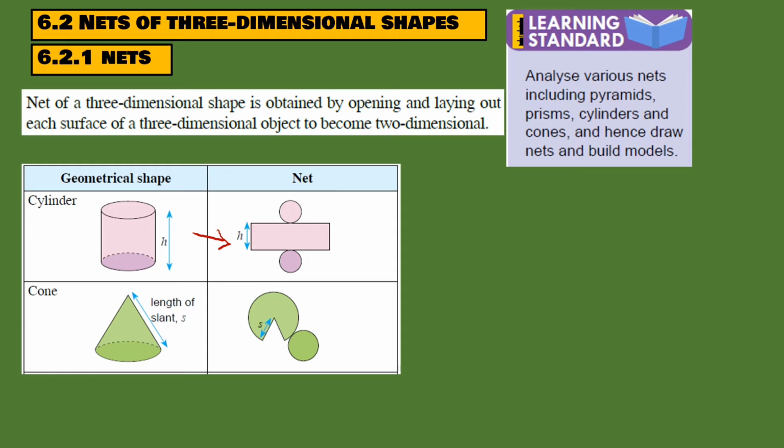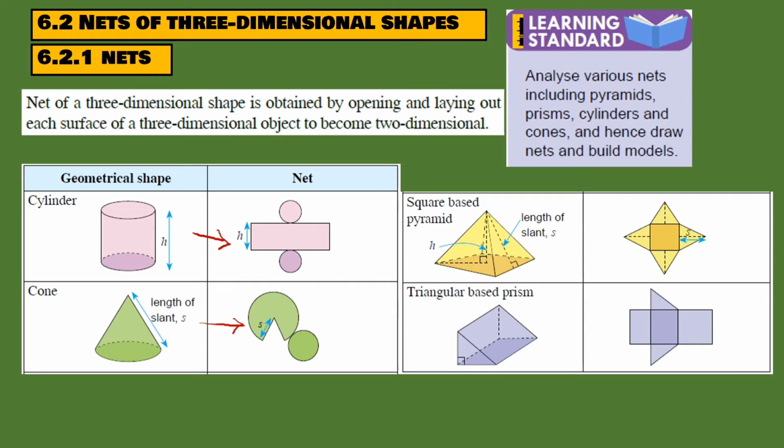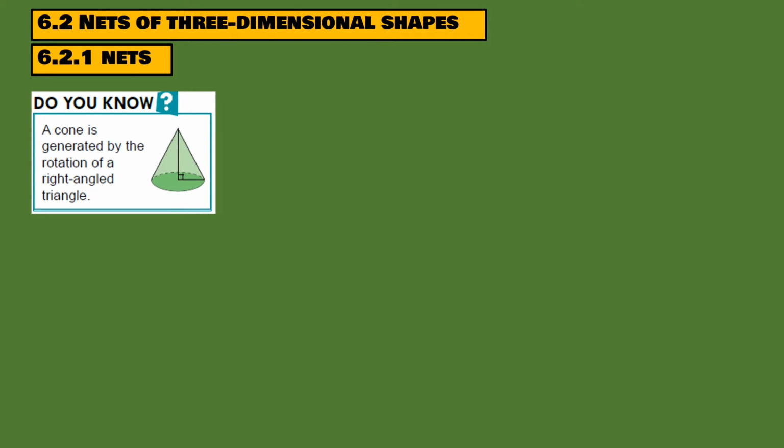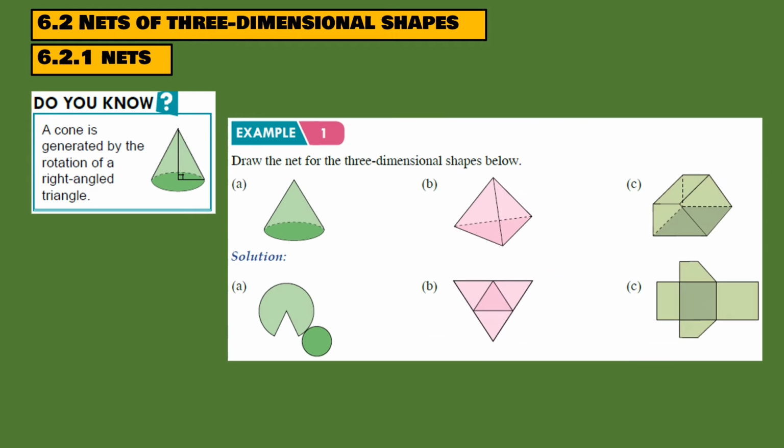Next is cone. This is the net of a cone. Next is square base pyramid. You will see a square base here and triangular shapes here that produce the pyramid. Next is triangular base prism. There are 3 rectangular shapes and 2 triangular shapes for a triangular base prism. Do you know a cone is generated by the rotation of a right angle triangle?